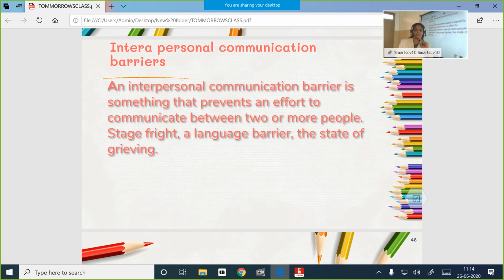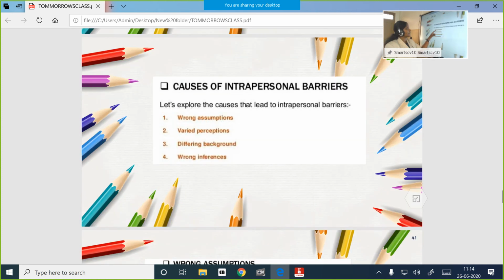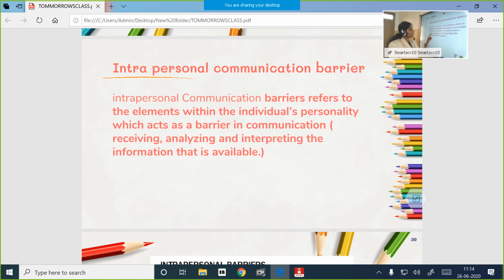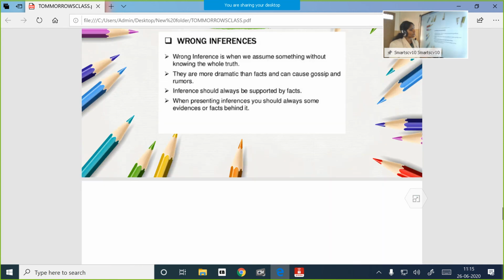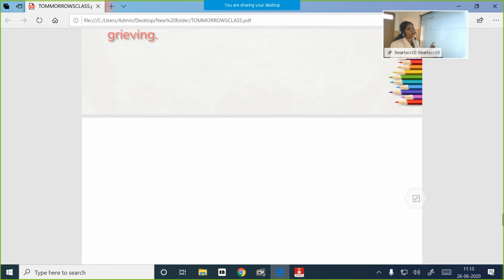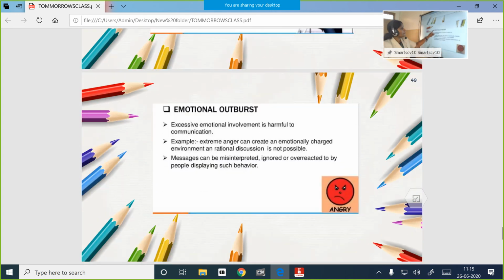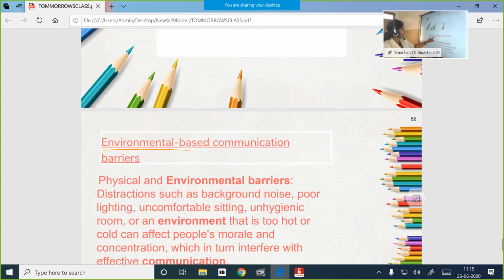What prevents us from communicating with two or more people? The first one is what prevents us from communicating with anyone. That is called the intrapersonal communication barrier, which refers to the element within us that prevents us from communicating with other people. The next one is what prevents us from communicating with two or more people. That is called the interpersonal communication barrier. Some people are very selective.